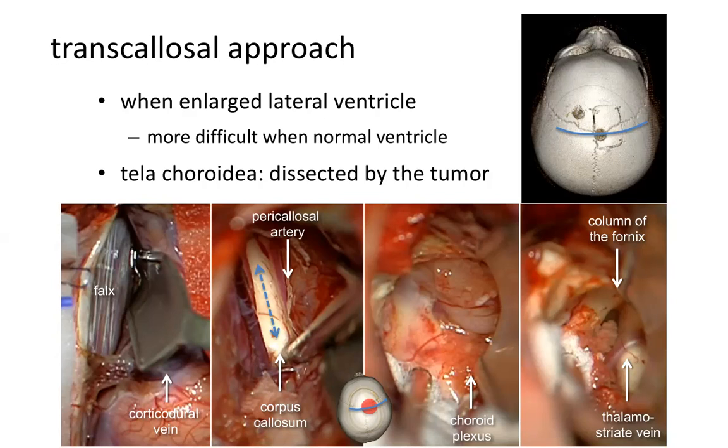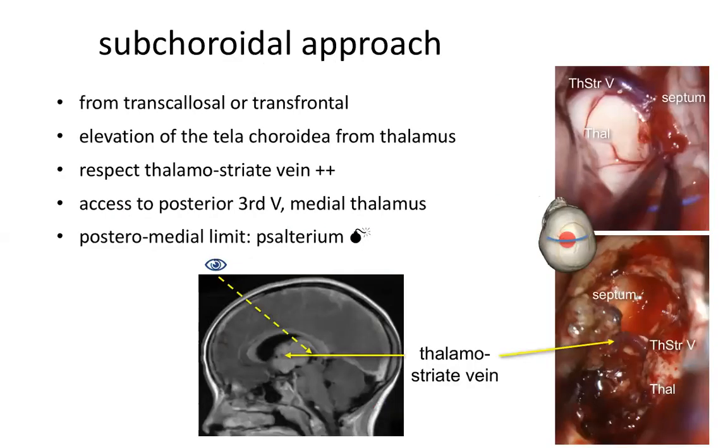And sometimes it can also be difficult when the fornix is spread over the tumor which is in the third ventricle, and we have to reach the lateral limit of the fornix. So in the end, we have the column of the fornix, which is preserved, and the thalamostriate vein, which can be preserved also, of course.